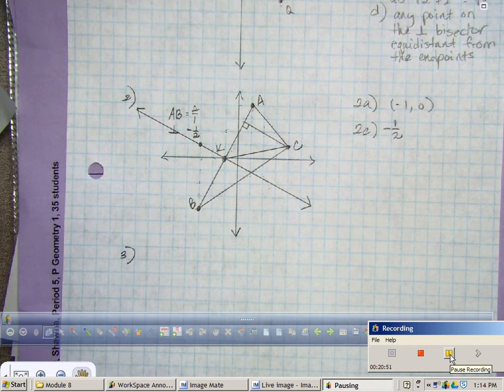What happened? The circle hits on all three of the vertices. Yes, ma'am.